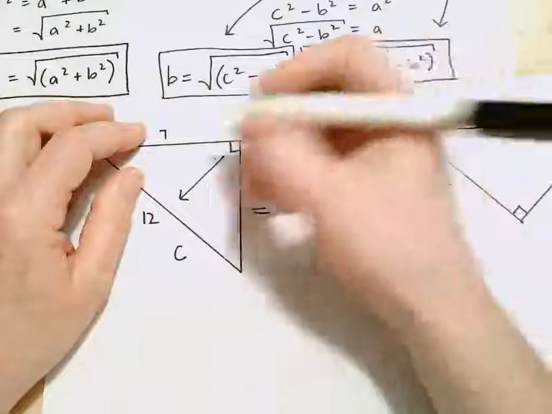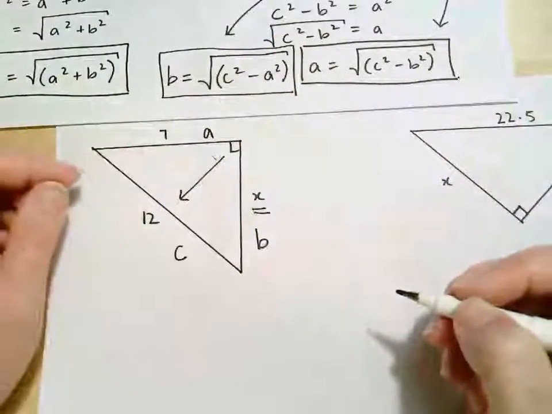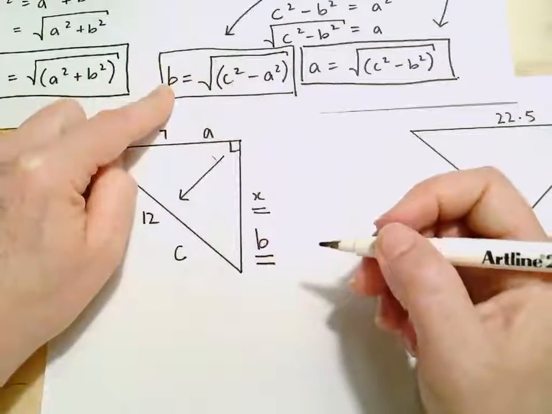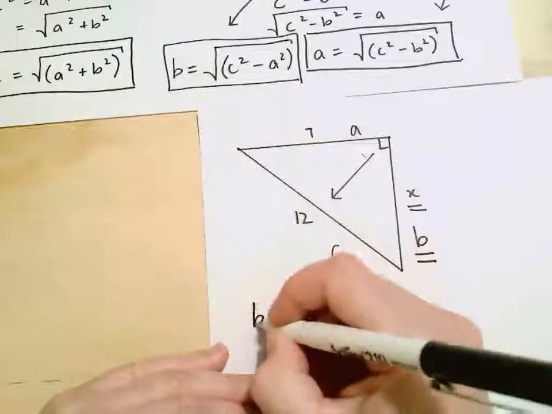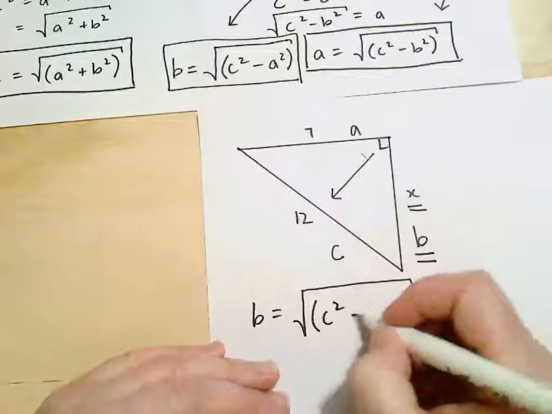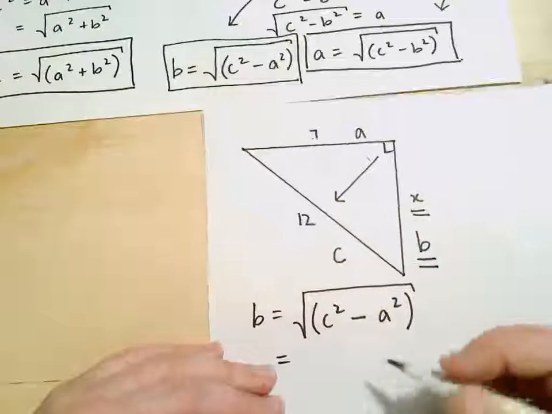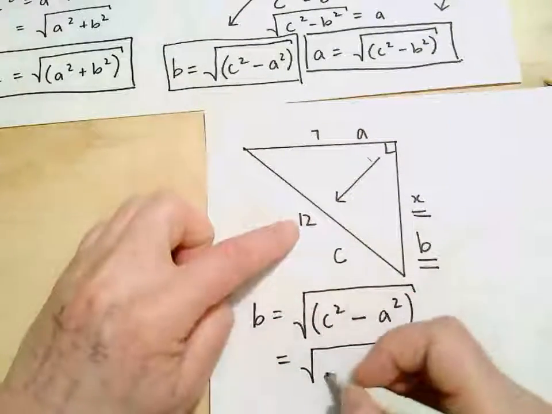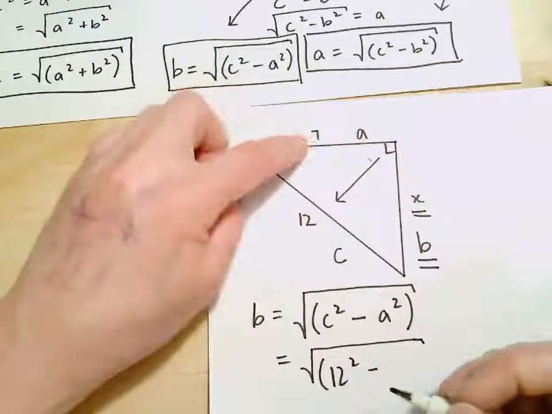So I'm going to label, as I normally do, A and B. It's just how I tend to do it, left to right. So I'm trying to find B, so I'm going to use my B equals formula. So I'll write that formula down. B equals the square root. Remember, it's always the hypotenuse squared first. I subtract, and then I do A squared. I substitute in. This time I know that C is 12. I know that A is 7.